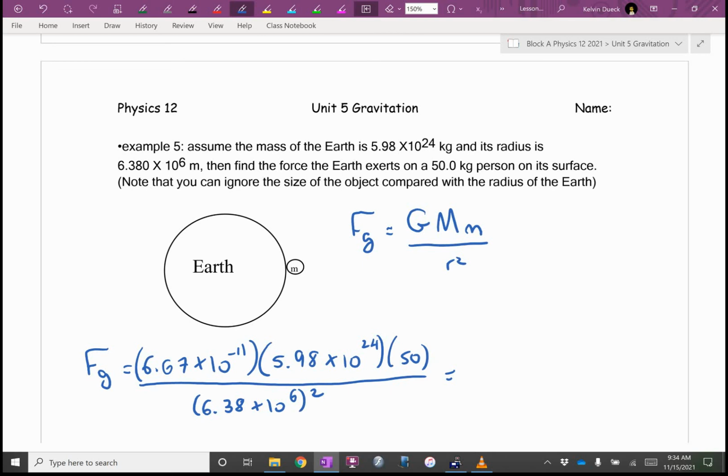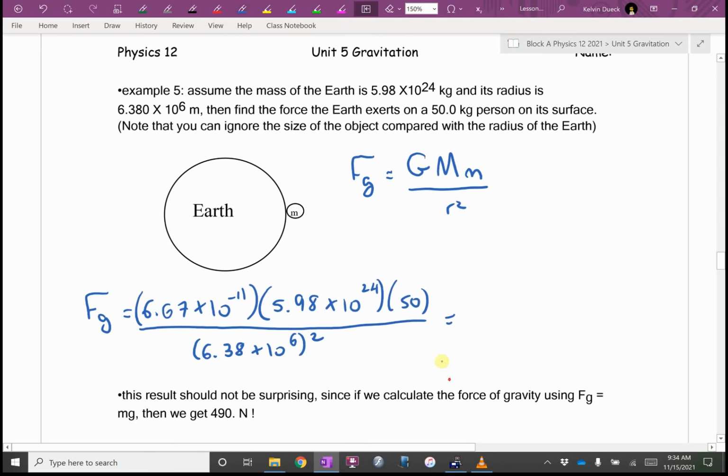If you didn't get the 490, snag me in a second at the end of the lesson and I'll walk you through it. What I actually did was I went little mg. I went 50 times 9.8 because that still has to work. And I got the 490, but you get the same thing using the universal gravitation equation. Okay? If you didn't get 490, call me in just a couple of minutes.